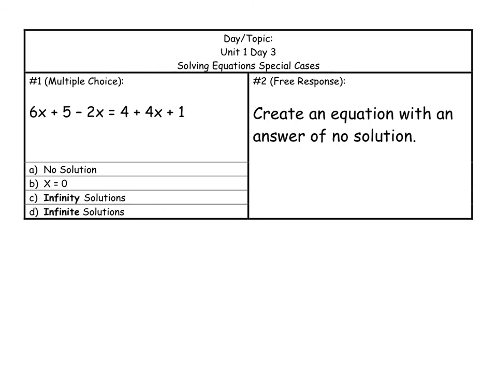Multiple choice question 1. The following equation, 6x plus 5 minus 2x equals 4 plus 4x plus 1. Combine like terms, solve for x. Do you have no solution, which means I get 2 numbers on either side of the equal sign that are not the same? Will x equal 0 work as a solution? Infinite solutions, or is it infinite solutions? And then number 2, create an equation with an answer of no solution.